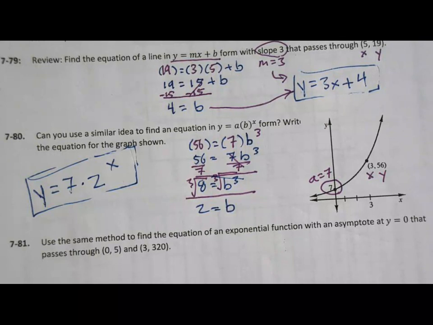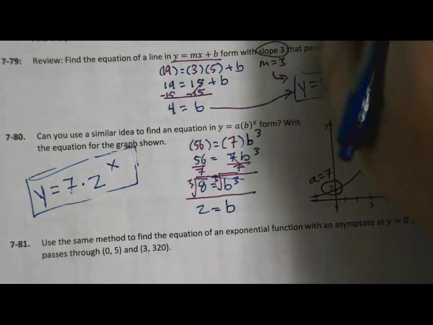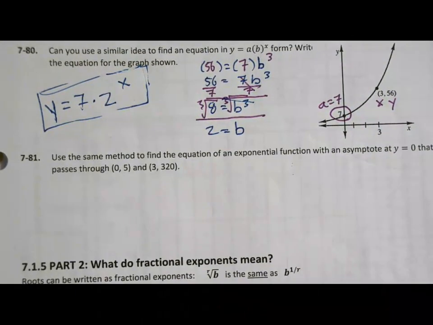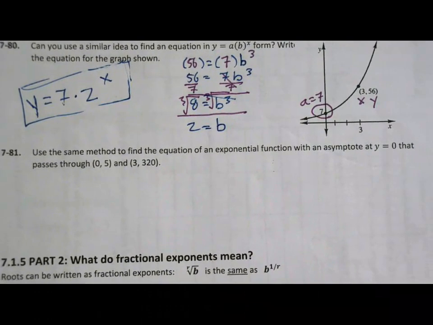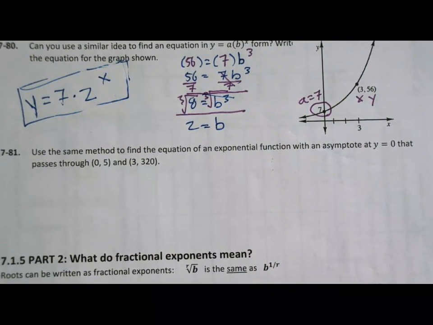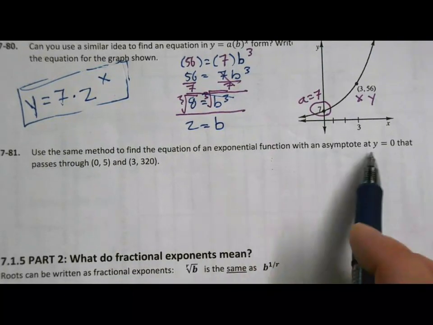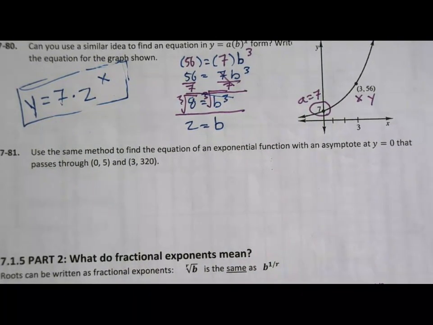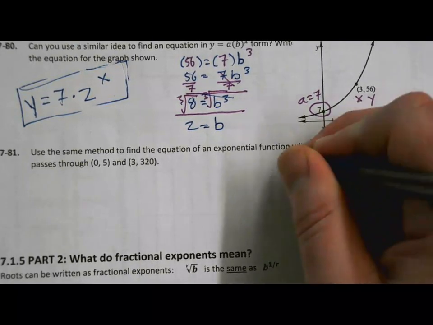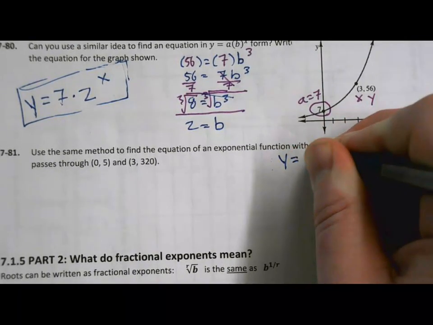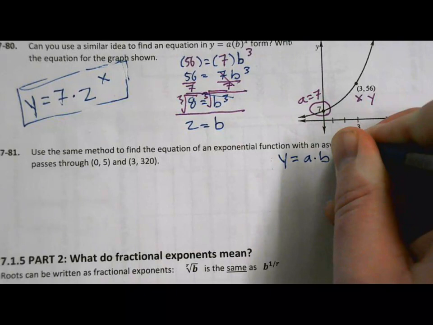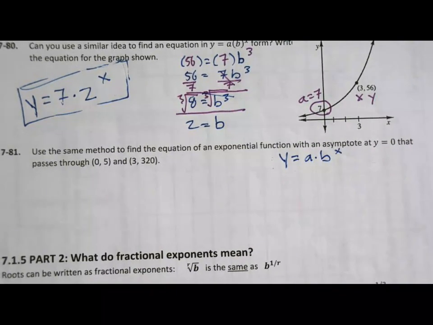I'm going to ask you guys to do the next one on your own, number 81. I would like you to use the same method that we just used to find an equation for this. Now they didn't tell us this, but it does say it's exponential and has an asymptote at y equals 0. What they're telling us there is that it is going to be an equation in the format y equals a times b to the x power. So we know it's going to be in the same format that we just dealt with.